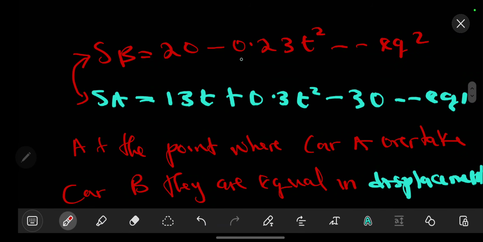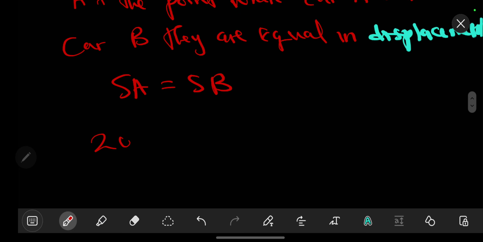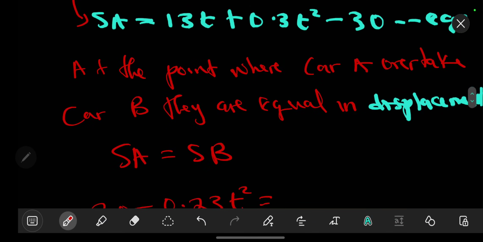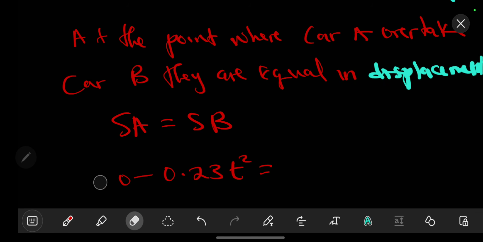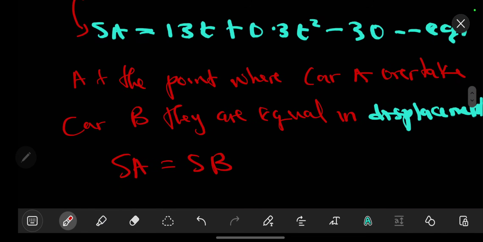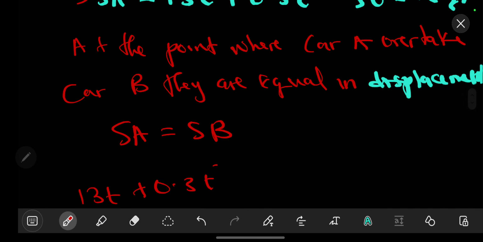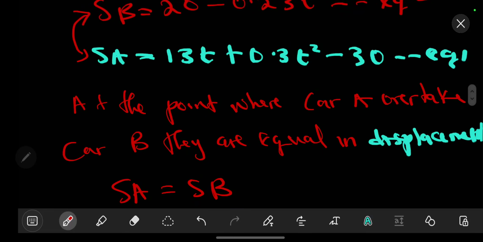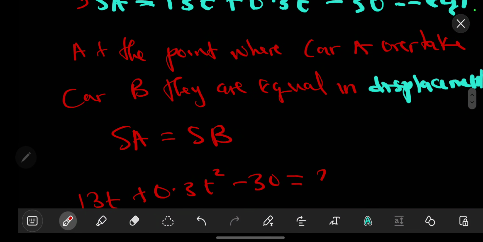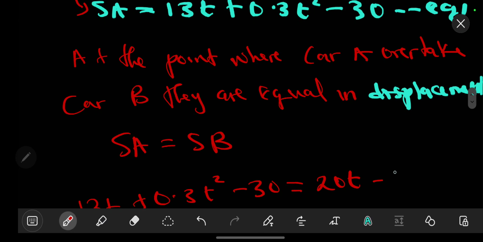So taking our SA, it is equal to 13t plus 0.3 t squared minus 30, should be equal to our SB, which is 20t minus 0.23 t squared.